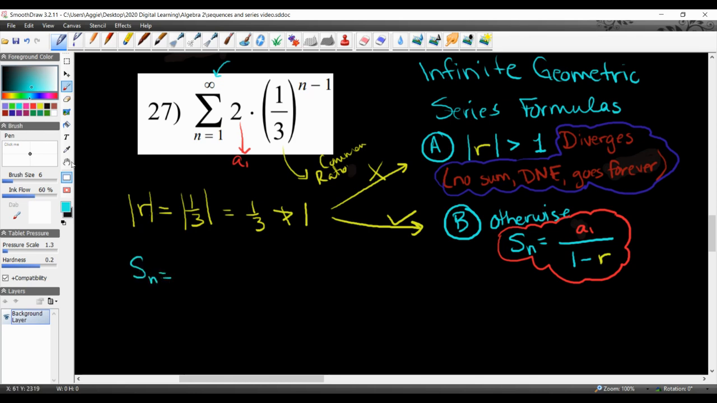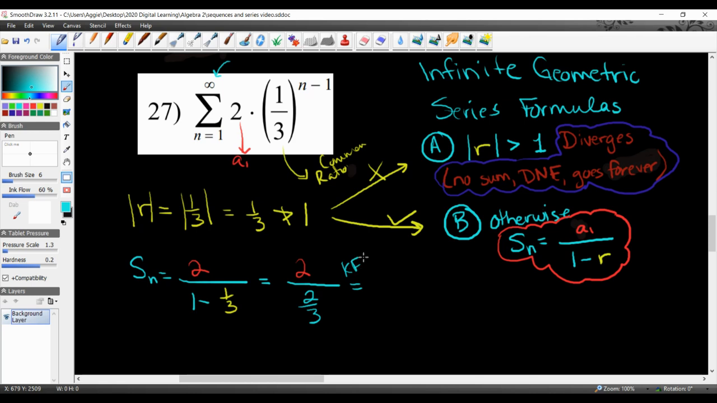So S of n is equal to a sub 1, which is our 2, divided by 1 minus r, and our r is 1/3. From here, this is a little bit of fraction work, nothing too crazy though. We have the 2 on top still. We have 1 minus a third. So 1 minus a third is going to be 2/3, because if you think about it, take away a third of a pizza, you're left with 2/3 of a pizza. So this is now 2/3.